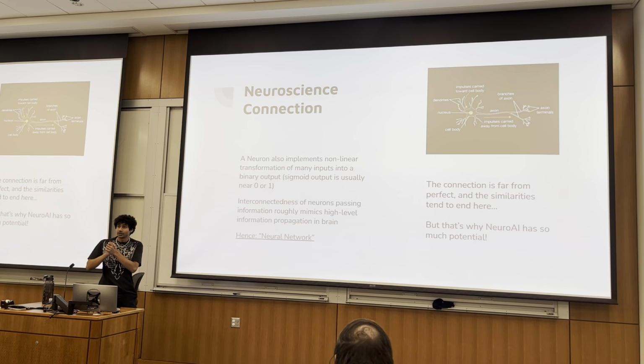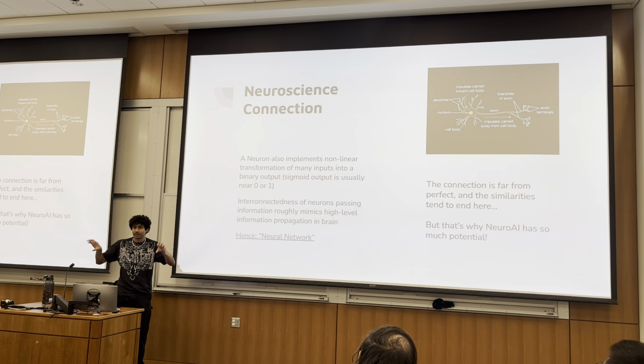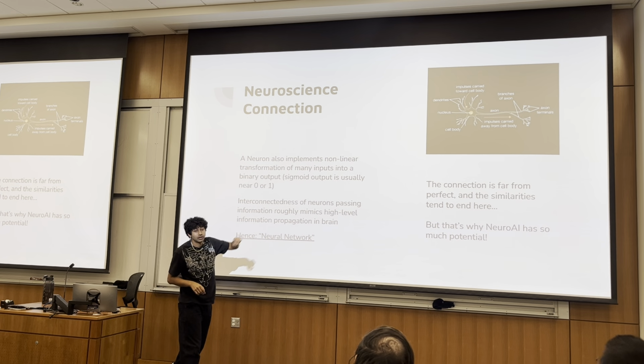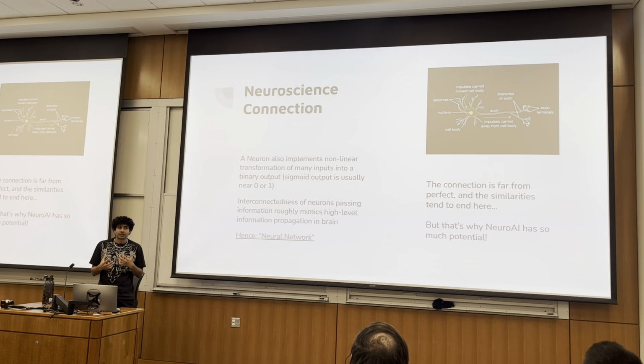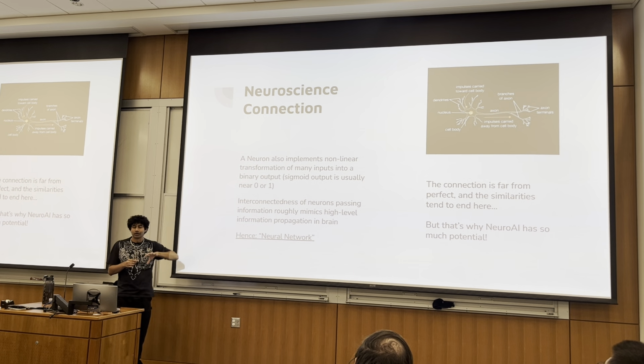The neurons in your brain, and this is the neuroscience connection I want to display here, also implement a nonlinear transformation of the inputs they receive from other neurons and neurochemicals into a binary output. Either it sends a signal down the axon, which is that long part over there, or it doesn't, right? That's why we employ the sigmoid function, and it's a pretty natural connection. You have all these inputs coming in to each neuron, and then you squish it between 0 and 1, usually sending it to either 0 or 1.